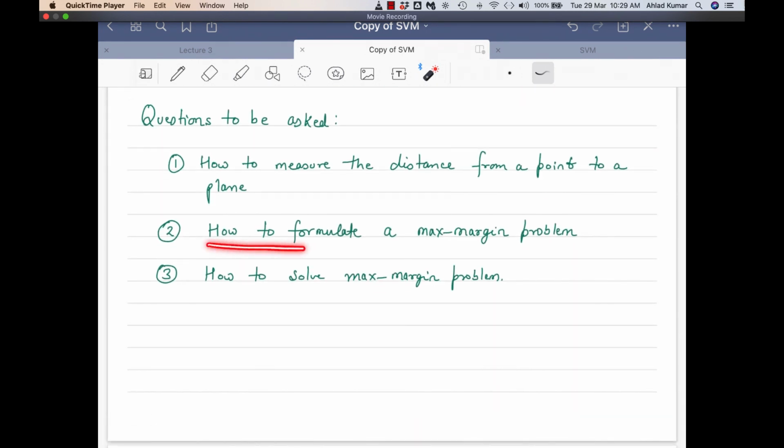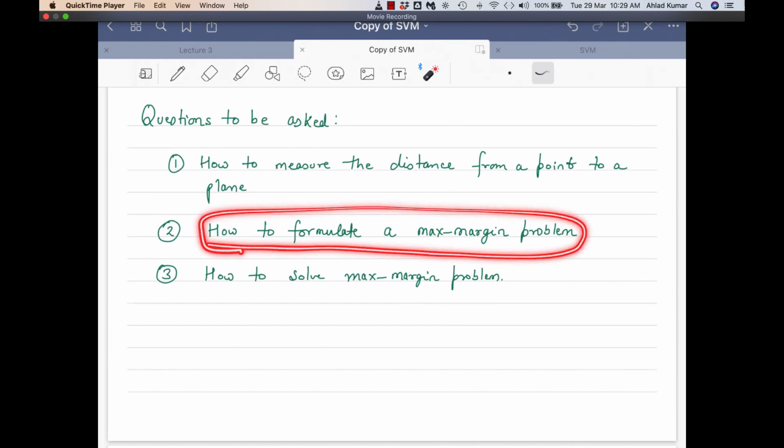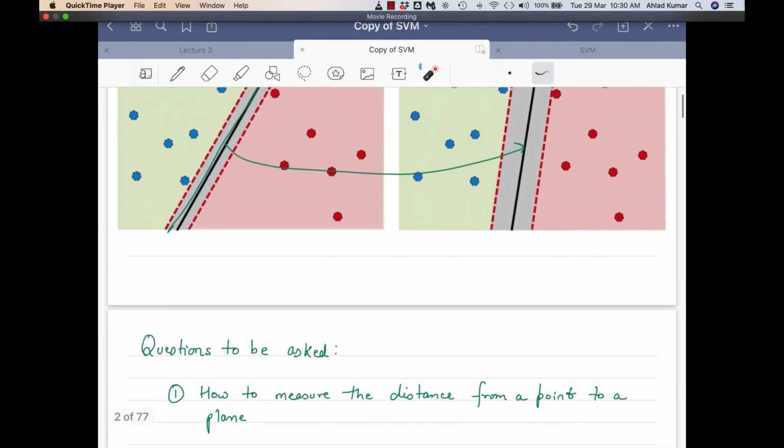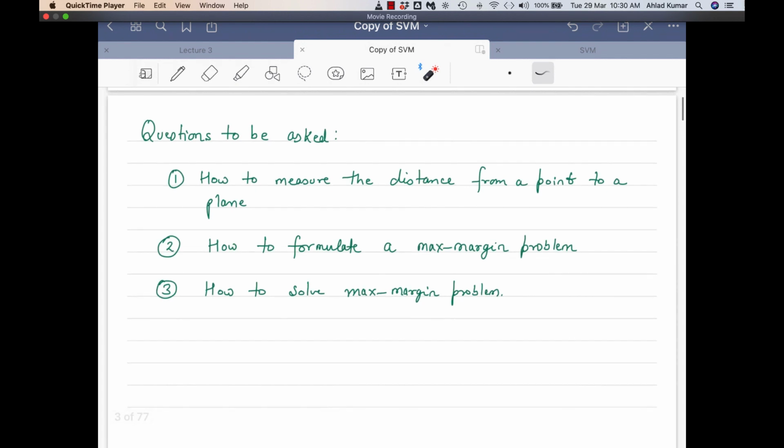Second is how to formulate this problem of maximize margin. What we are saying continuously is max margin, we have to maximize the margin. From the very first beginning of this lecture, I am always telling you maximize the margin. So the question that is important is how to formulate this problem mathematically.